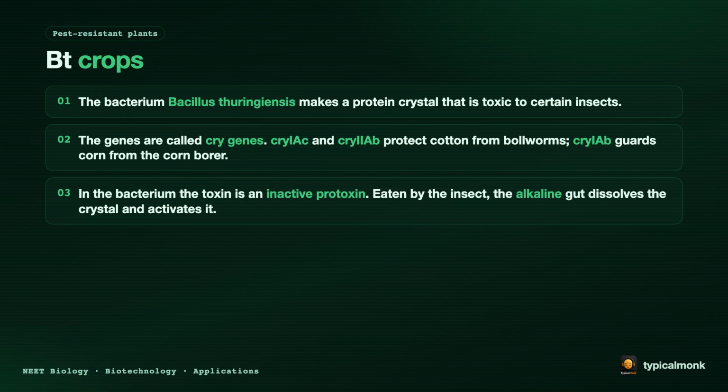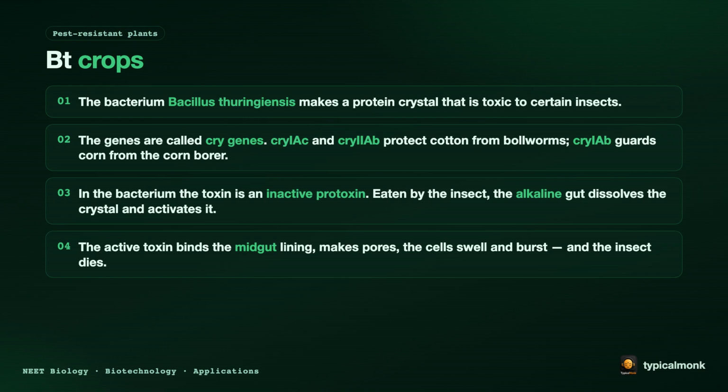Inside the bacterium, the toxin is an inactive protoxin. When an insect eats it, the alkaline gut dissolves the crystal and activates the toxin. The active toxin binds the midgut lining, makes pores, the cells swell and burst, and the insect dies.